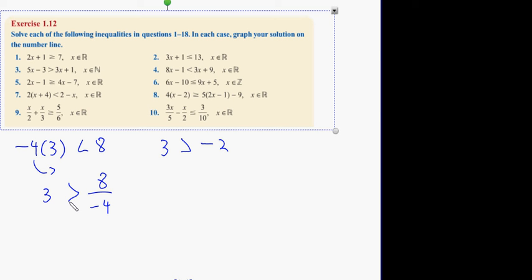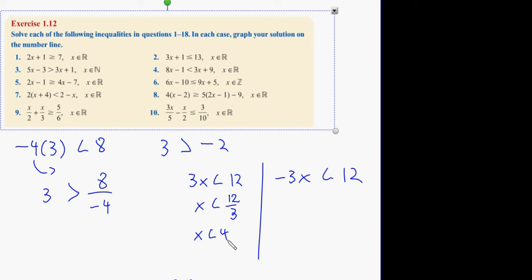So I'm going to show you 2 basic examples. One of them where the sign turns around, the other one where the sign doesn't turn around, and let me show you. This is going to be 3x less than 12. 3 is a positive number. It gets divided underneath the x. x is less than 4. That is no problem. You happy with that?